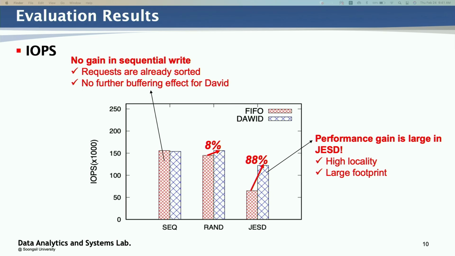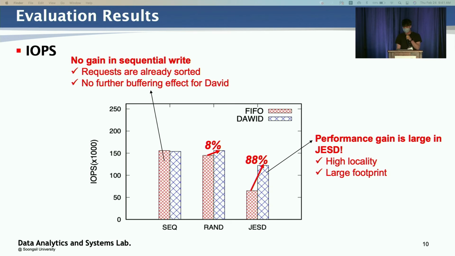We can confirm that the overall performance improved. The result confirmed that David works efficiently in situations of high locality and large footprint like the JSD workload. Since the sequential workload is already scheduled, we confirm that David's performance is similar to that of PLP.